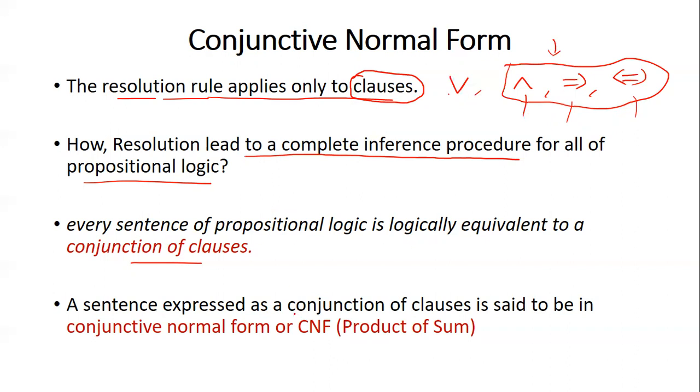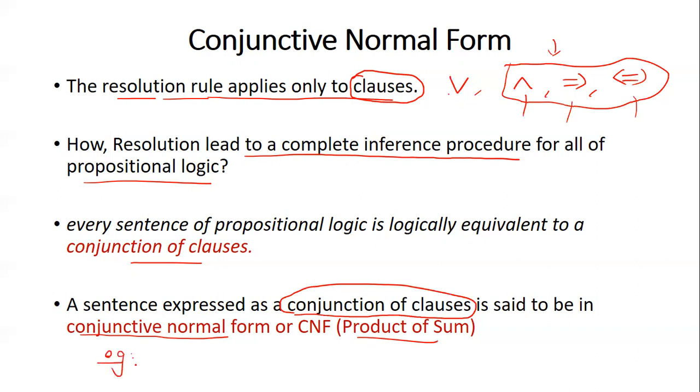And what is a conjunction of clauses? A sentence expressed in conjunction of clauses is said to be in conjunctive normal form. Conjunctive normal form is otherwise called product of sum. Okay. So if you want, I'll give an example.